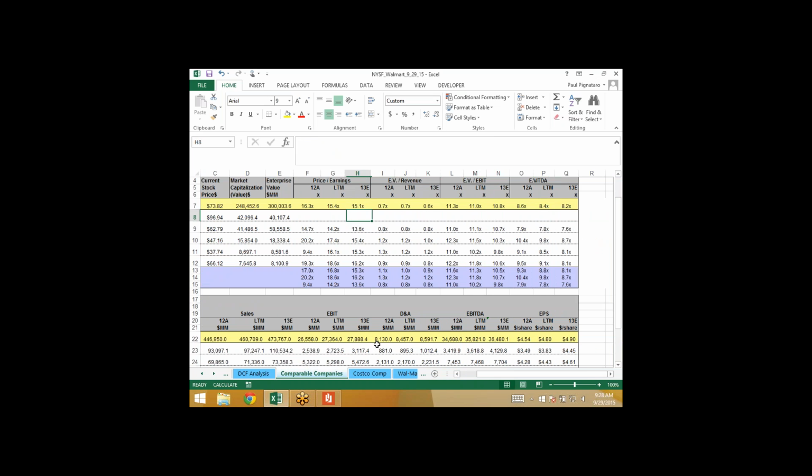And then you divide your metrics, right? Price to earnings: stock price divided by 2012 EPS that we pulled in, stock price divided by 2013, stock price divided by 2014. So I'm going to anchor the reference to the numerator, but not the denominator, so I can copy this to the right.